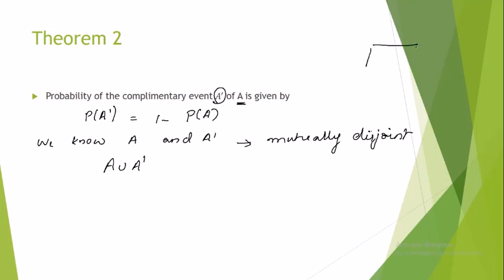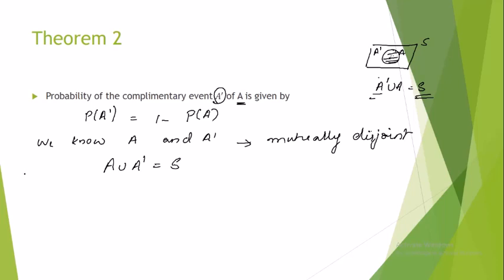See, if this is the sample space and this is the event A, then what is A complement? Right. What do you mean by A complement? Those elements which are not in A, right? So what is the union of A complement and A? S, right? So A union A complement is equal to S.